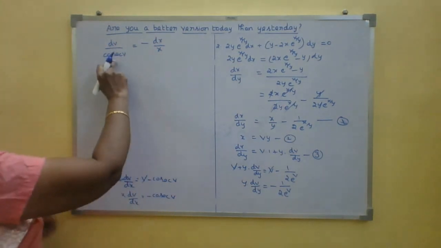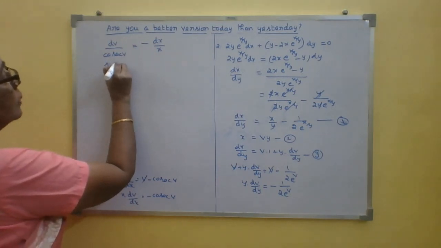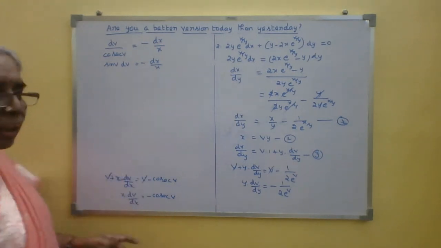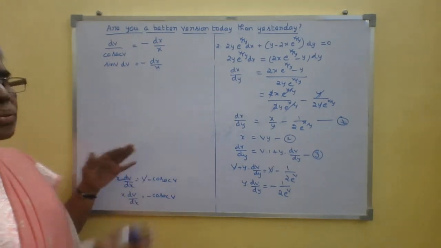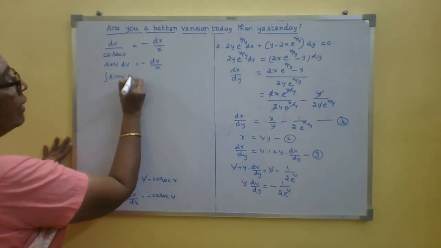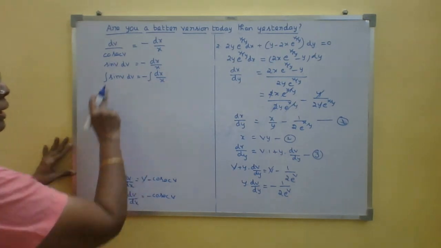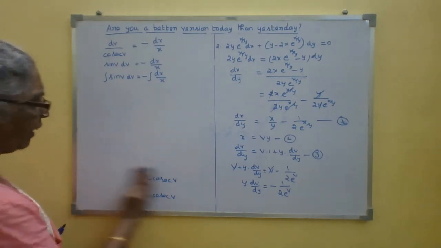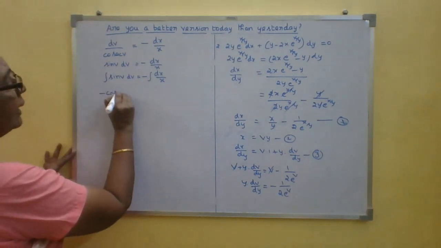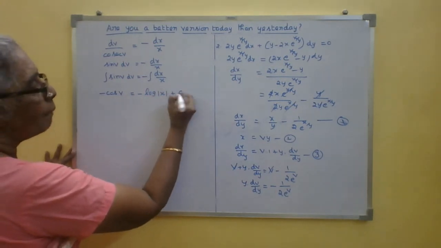Now you know cosecant v in the denominator, you can write it as sin v in the numerator. So sin v dv is equal to minus dx by x. Now you have separated the variables, so you can integrate. So straight away you write integral sin v dv is equal to minus integral dx by x. Now what is the integration of sin v? It is minus cos v. So you will get minus cos v is equal to minus log mod x plus c.